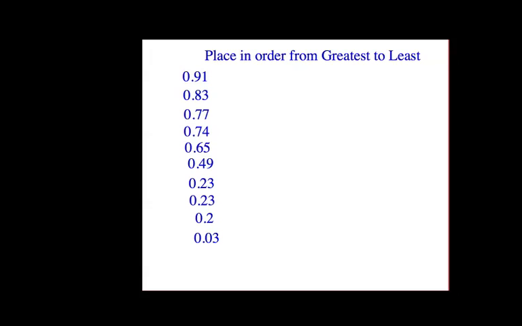And welcome back. You should have in order 0.91 followed by 0.83. 0.77 and 0.74 both have a 7 in the tenths place, but the value in the hundredths place in this number is larger, so it goes on top. 0.65, 0.49. These two numbers were the same, so you can put them in order this way. 0.2 is less than 0.23 because the value in the hundredths place is 0. Again, we can show a 0 placeholder if you'd like to see that. And lastly, we have 0.03 with a 0 in the tenths place.